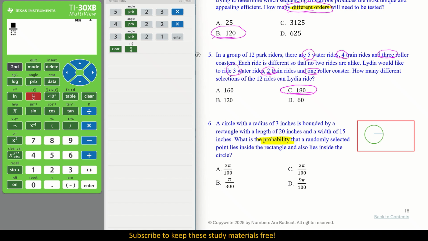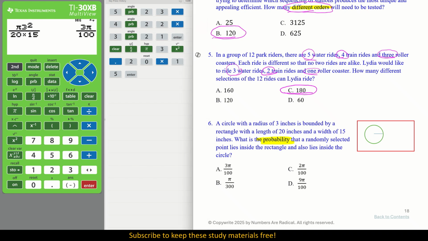All right. So we have pi, and what is our lovely radius? It is 3, so 3 and square. So that's pi r squared. That's for our circle. That's our part, the part we're interested in. But what is the total area? Well, that's base times height or width times length, whatever. That is our 20 times our 15. So now we have our calculator set up with part over total. So push enter, and that gives us 3 pi over 100, which is option A.